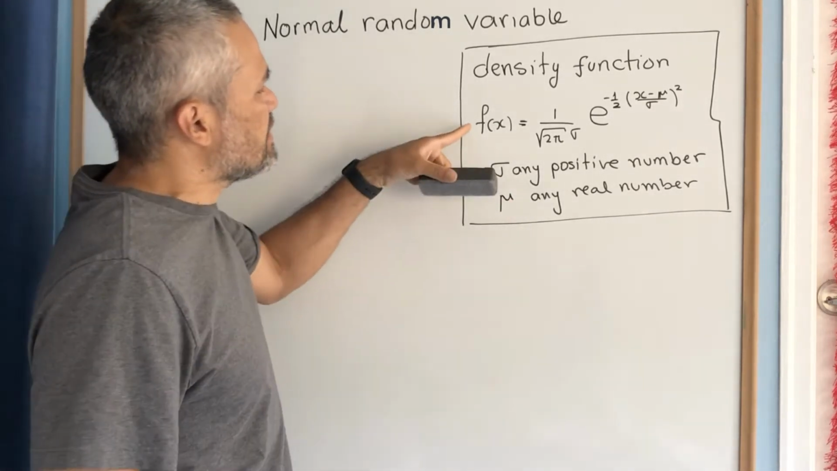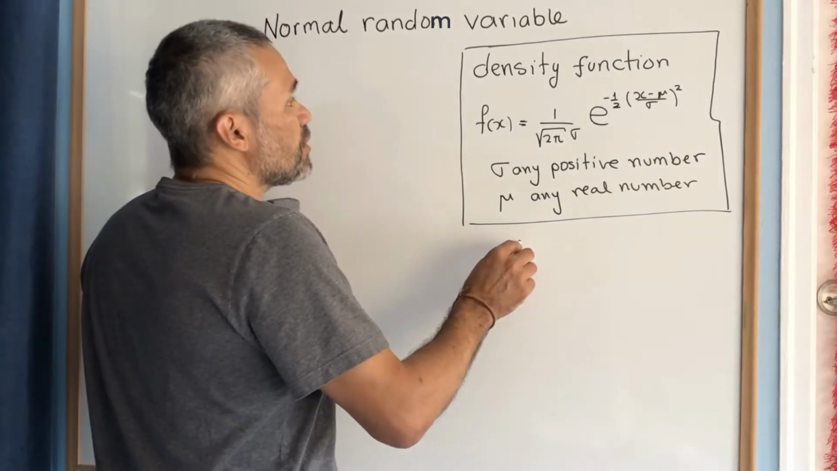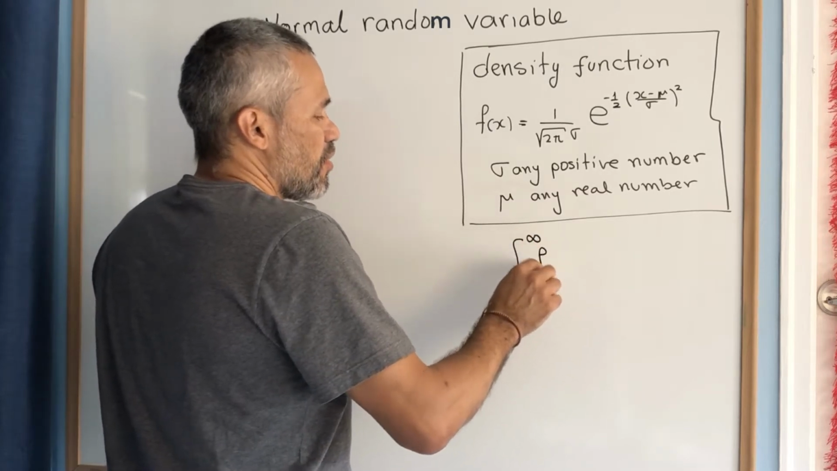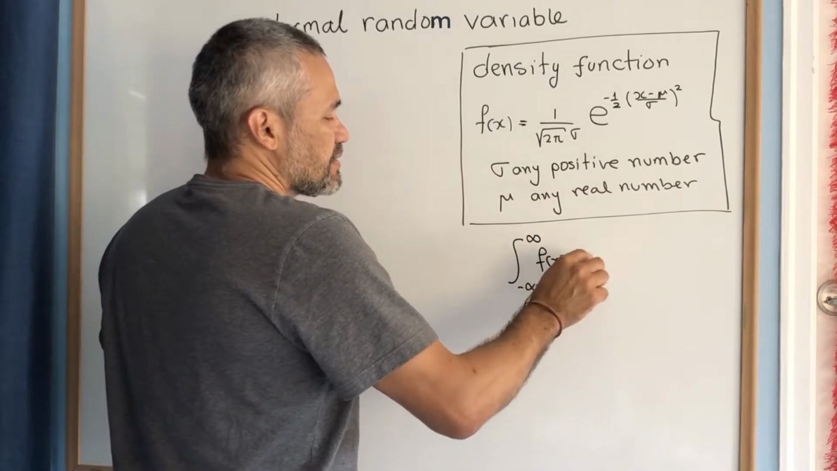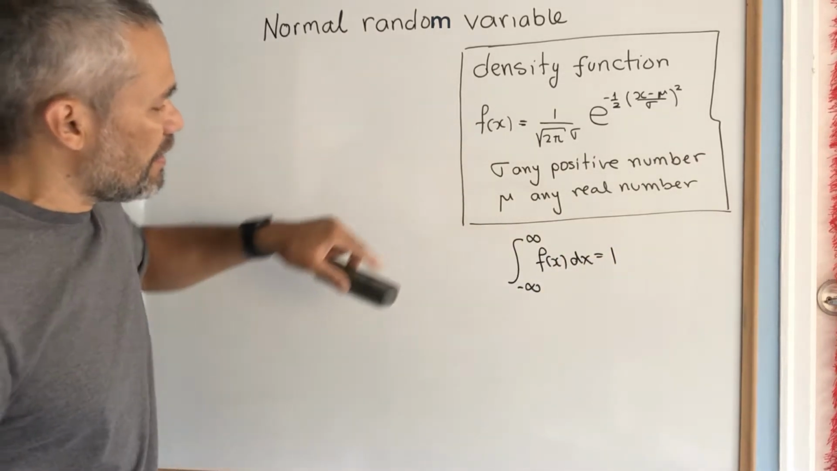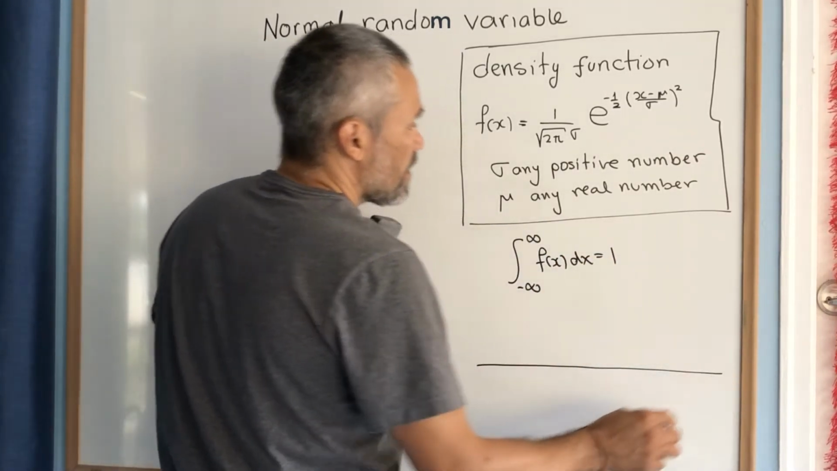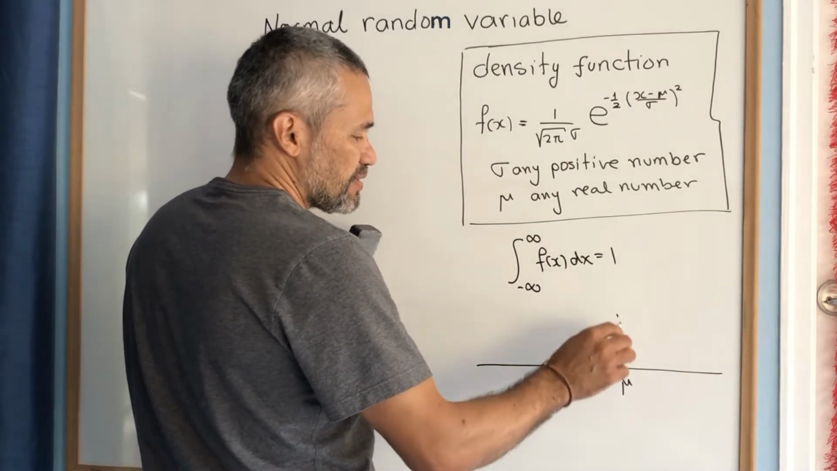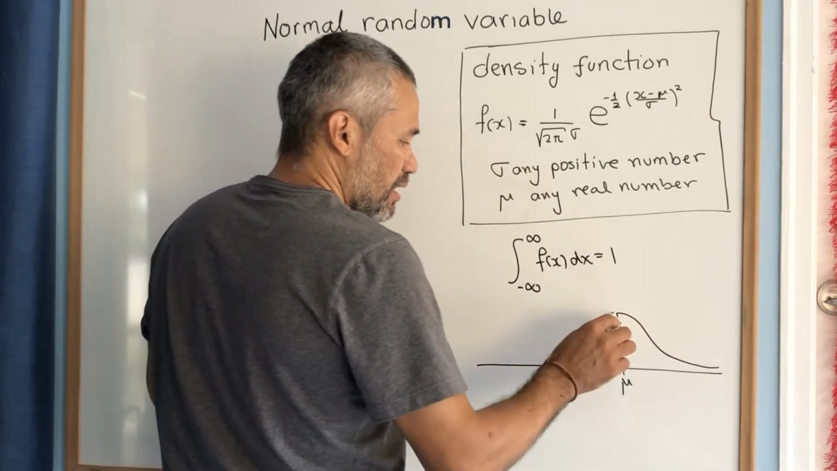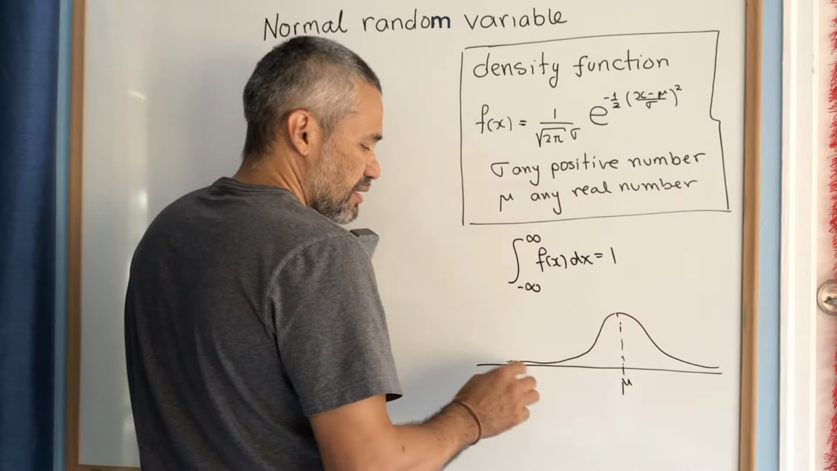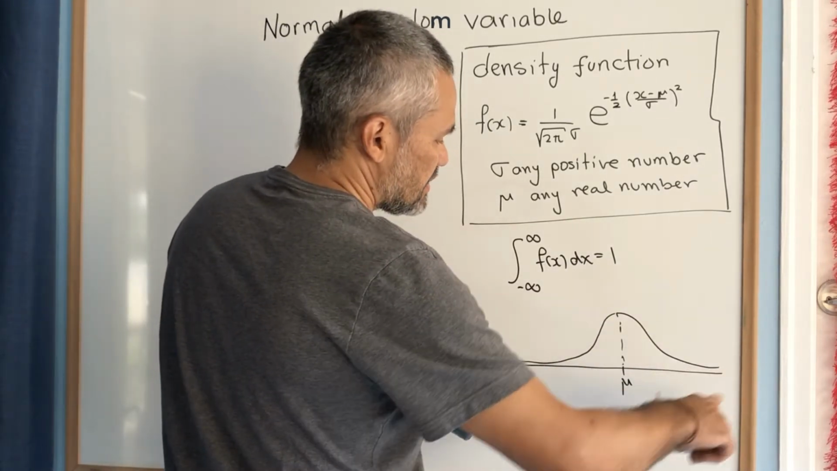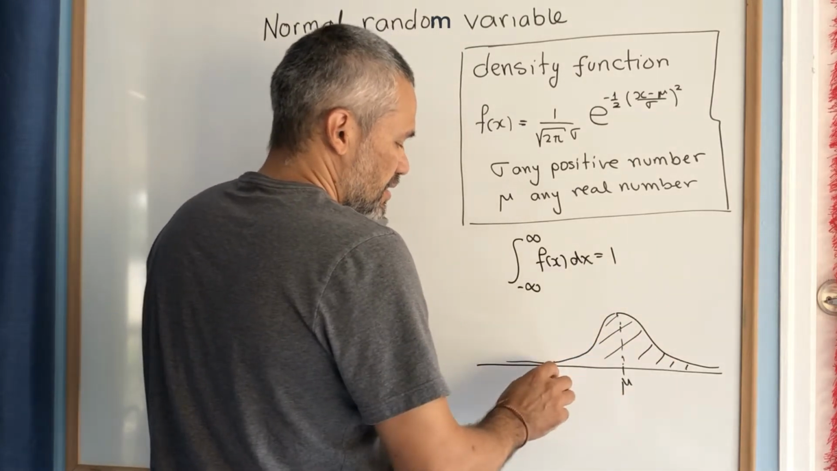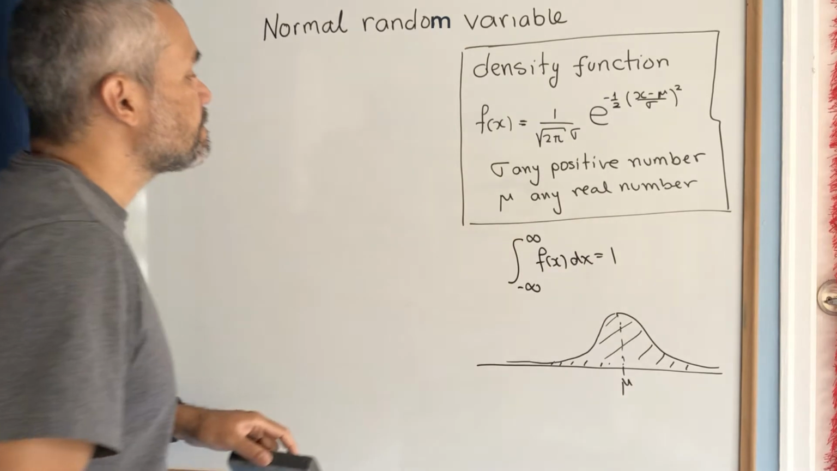One thing is that since this is a density function, then we must have that the integral from negative infinity to infinity of f of x dx must be 1. The graph of this function, if this is mu, looks like this. It's symmetric with respect to this line, and it has the x-axis as an asymptote, and this integral says that this area is equal to 1.